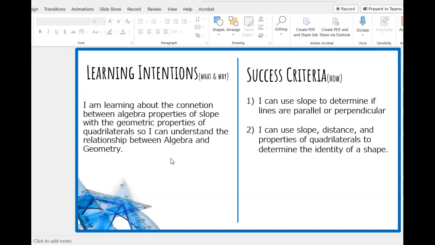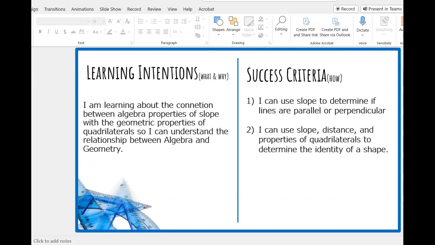So our learning intention is the same. I'm learning about the connection between algebra properties of slope with the geometric properties of quadrilaterals, so I can understand the relationship between algebra and geometry. And the success criteria is I can use slope to determine if lines are parallel or perpendicular. I can use slope, distance, and properties of quadrilaterals to determine the identity of the shape.